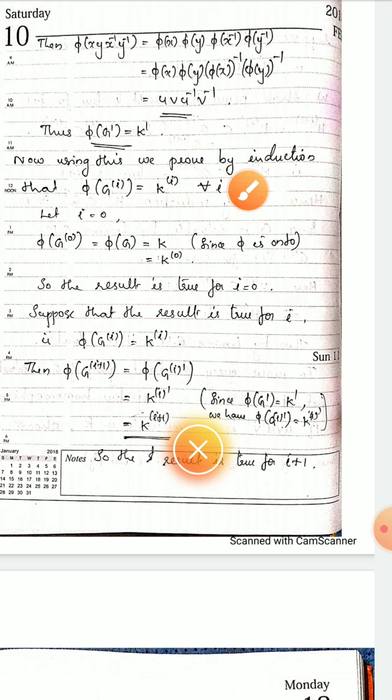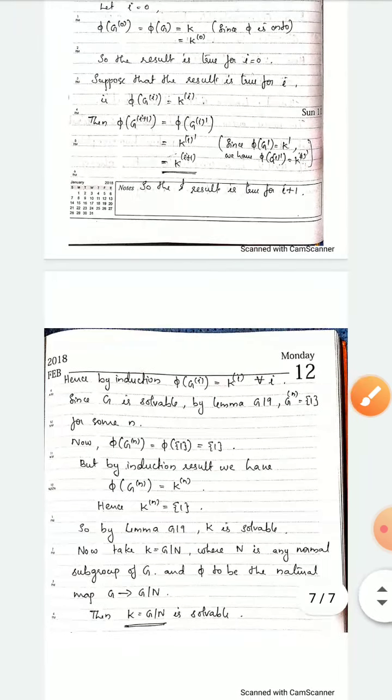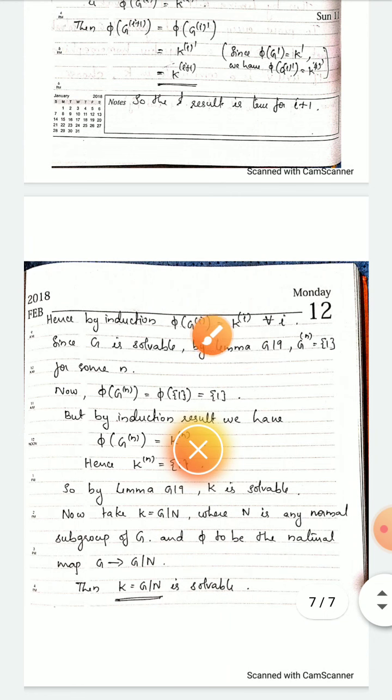In place of G, if G^i is given, then phi of (G^i)' is (K^i)'. So from this result, we can write phi of (G^i)' is equal to (K^i)', and this (K^i)' is K^(i+1) by the inductive definition of commutator subgroup. So the result is true for i plus 1. Hence, by induction, phi of G^i is equal to K^i for all i.